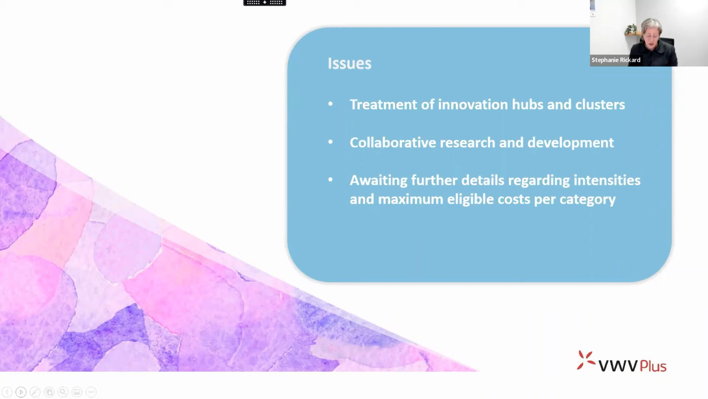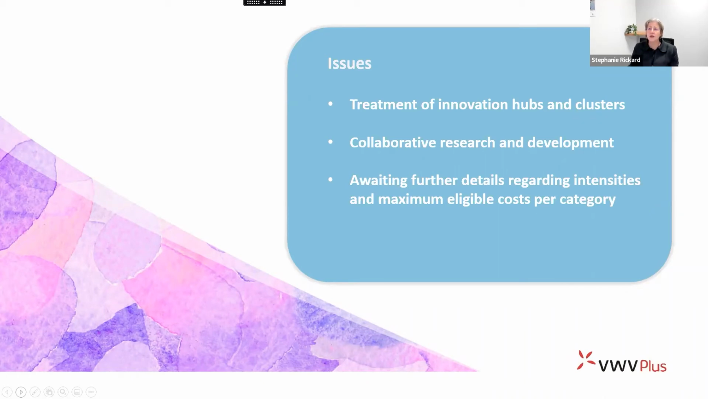But I think that where there is some uncertainty is that the old innovation cluster eligible costs used to cover things like marketing and animation and more business support style services. And it doesn't seem to be intended that business support style services will be covered under the RDNI streamlined services. So that at the moment is one omission.